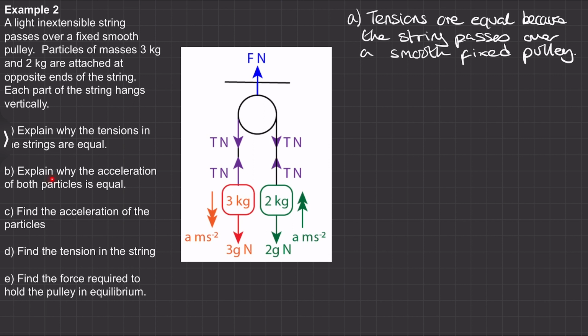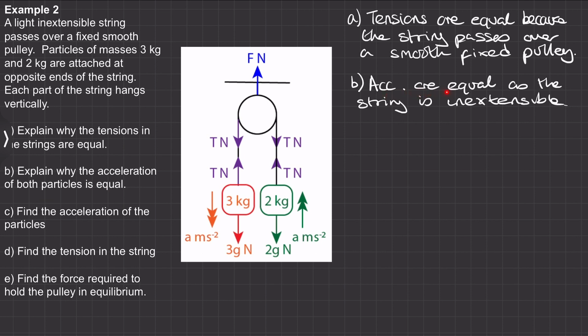So for part B, explain whether the accelerations of both particles are equal. So the accelerations are equal as the string is inextensible. So if this string has some stretch in it, then this particle would move at a different acceleration compared to this one. So for part C, find the acceleration of the particles.